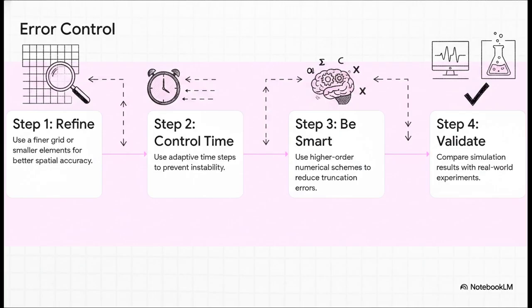First, they can use something called mesh refinement. That's just a fancy way of saying they make the grid of pixels or elements much finer to cut down on that discretization error. They can use adaptive time steps, taking tiny little steps when things are changing fast and bigger ones when they're not, which helps maintain stability. They can use smarter, more accurate algorithms or higher order schemes to reduce those truncation errors. But the ultimate reality check, the final boss, that's validation, comparing the simulation's results to a real-world physical experiment.